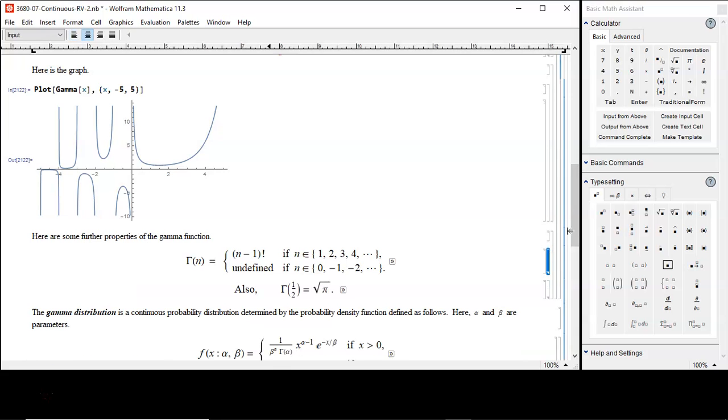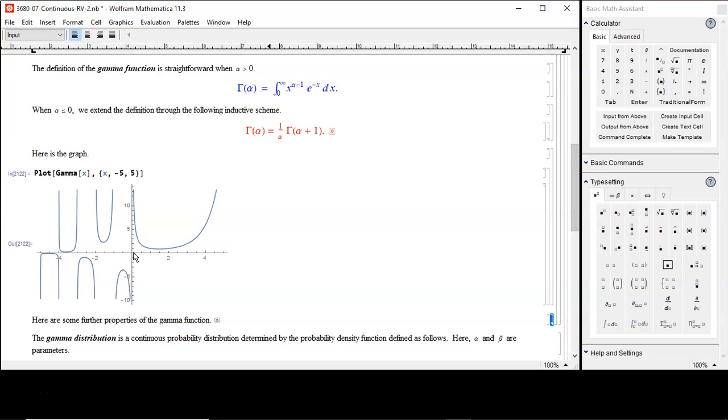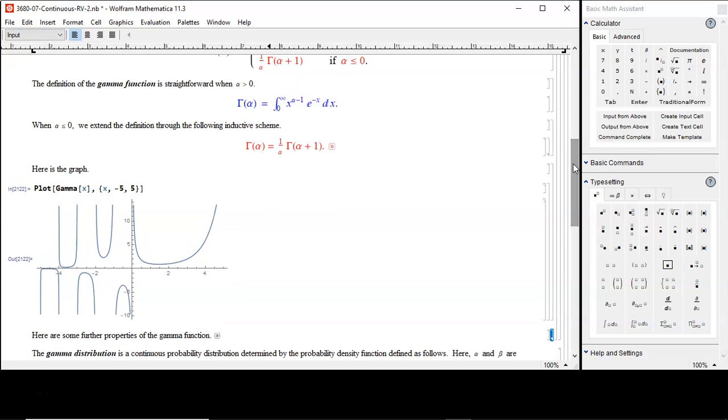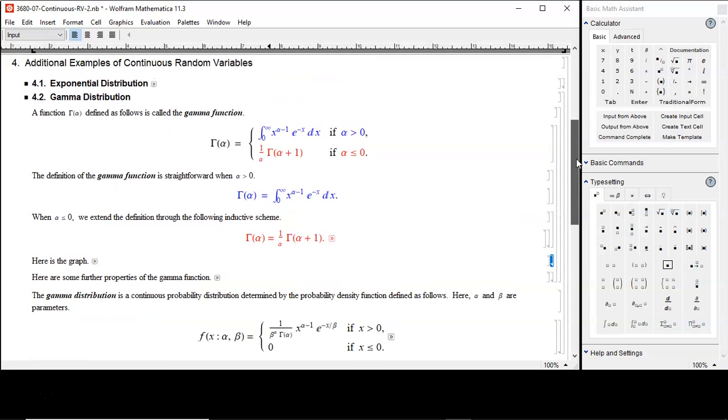Look at the graph again. We have vertical asymptotes at 0, negative 1, negative 2, negative 3, negative 4, negative 5, and so on and so forth. Okay, we went through a lot about alpha being negative. Now, what about alpha is positive?